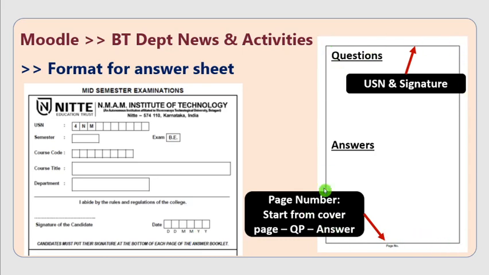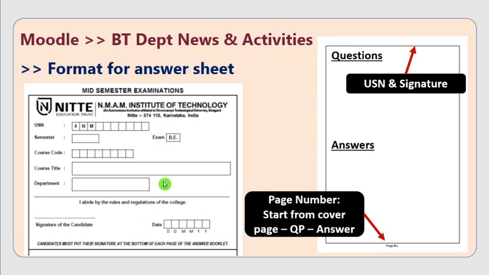You don't have to take a printout of the second page of the PDF under the format, but you have to follow the format. For the reason that you have to follow the format, the second page is provided, not for printout. How the format flows: you have to make a box. Here onwards your question and answer start from the second page onwards. At the bottom of the page you have to put the page number and start from the cover page.